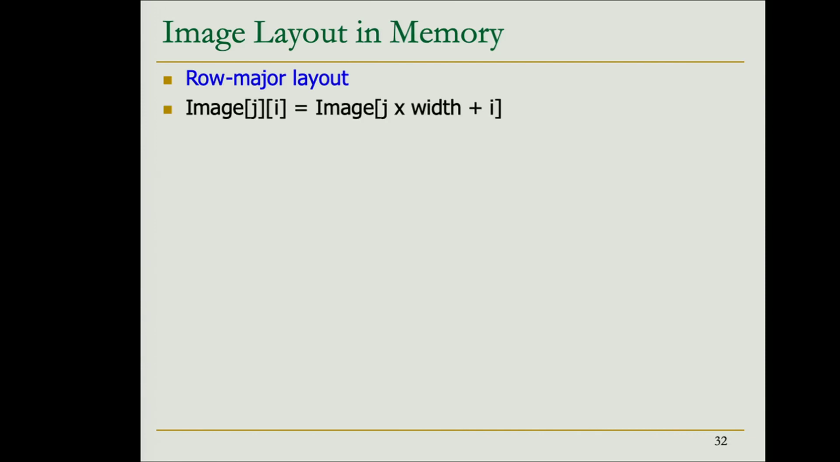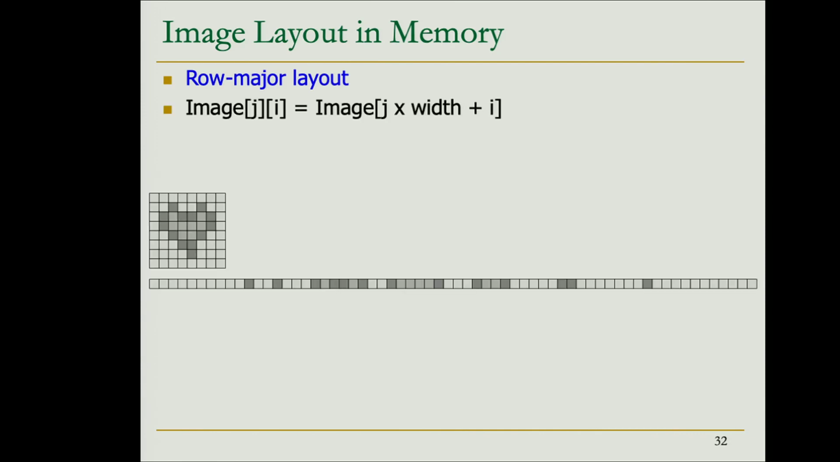But how is this image mapped onto the memory? The way this image is mapped in memory in CUDA and in OpenCL, same as in C programming, is a row-major layout, meaning that the entire image is stored in memory as a linear array, and we store row by row. The distance between this element and this element is a stride that has the same value as the width of the image. So whenever we are talking about image element [j][i], in memory it is image[j times width plus i].